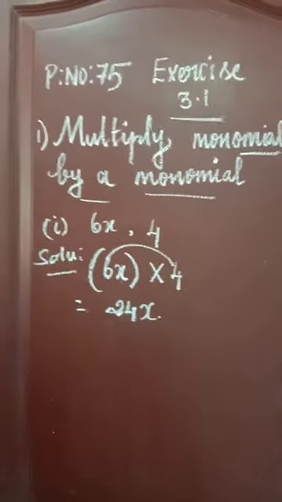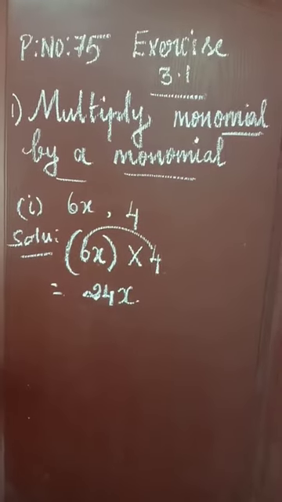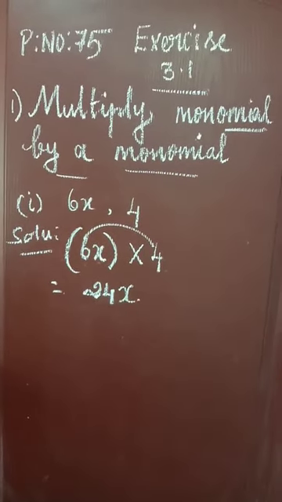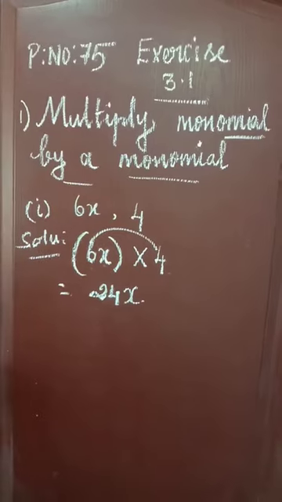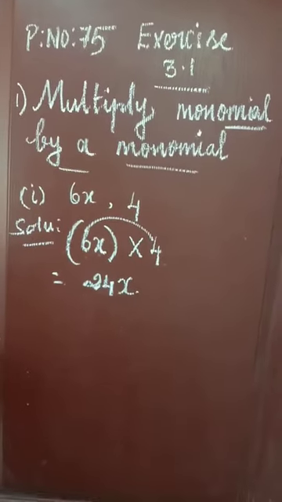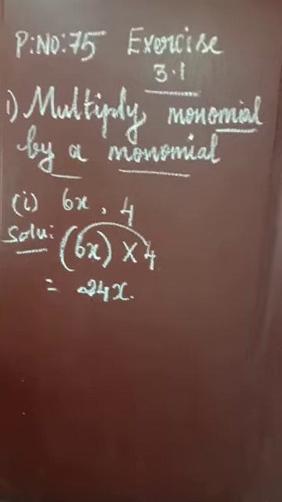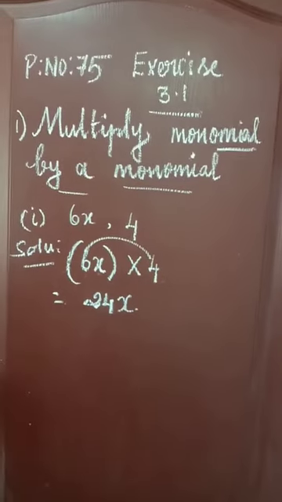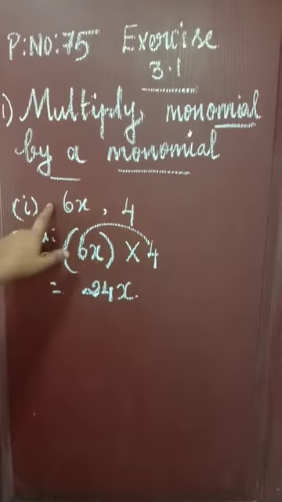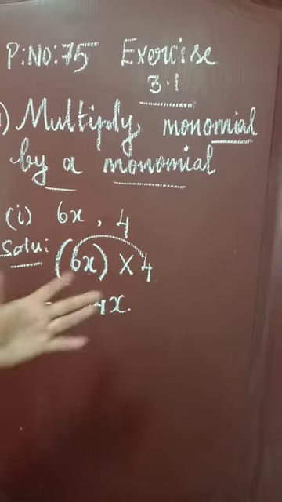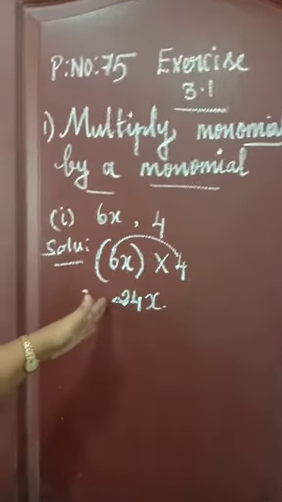Listen, students. Before multiplying the two terms, first you see the sign. Next you multiply the numbers. Next you multiply the alphabetical letters. Here nothing is given, so plus into plus is plus. So I don't put the plus symbol.